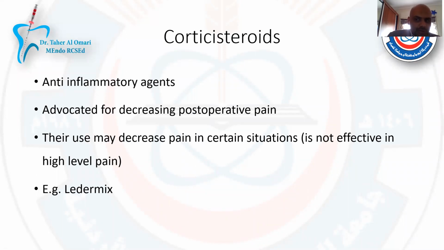Corticosteroids, we know the corticosteroids, cortisone, for example. It is an anti-inflammatory agent. It works on a higher level. It prevents the formation of arachidonic acid, and thus there will be no inflammation. It advocates for decreasing the post-operative pain. It is effective, but not in high-level pain.